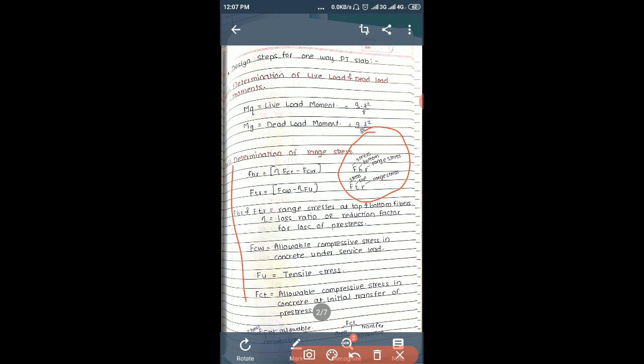So FTR and FBR are the range stresses at top and bottom fibers. Eta is efficiency, or you can easily say loss ratio or reduction factor for loss of pre-stress. FCW: here F is for stress, C is for compressive stress, and W is for under service load. So FCW is the allowable compressive stress in concrete under service load. FU is the tensile stress. FCT is the allowable compressive stress in concrete at initial transfer of the pre-stress.